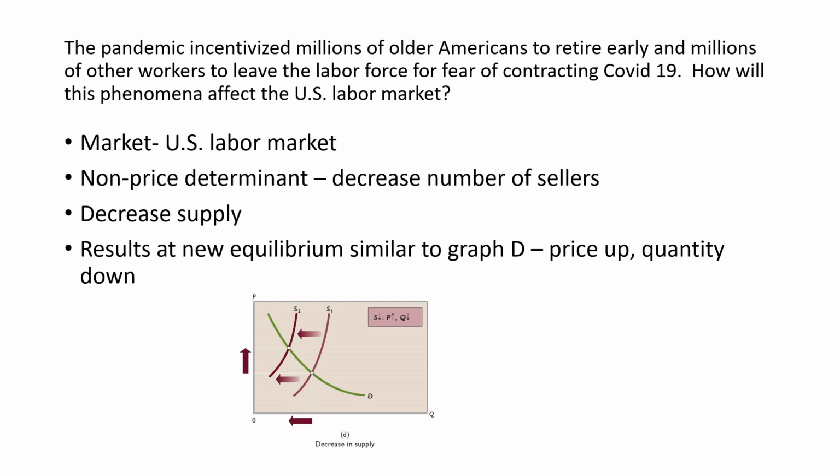What happens at the new equilibrium because of the decrease in supply? Price up, quantity down. Now here, price is wages. And look what happened to wages after the reopening of the economy post-pandemic. Wages went up in price quite substantially. Now, that's not the only factor affecting wages, but there has been a decrease in labor participation post-COVID.